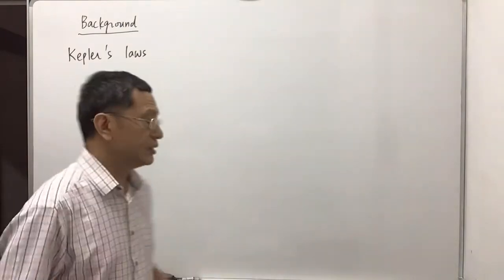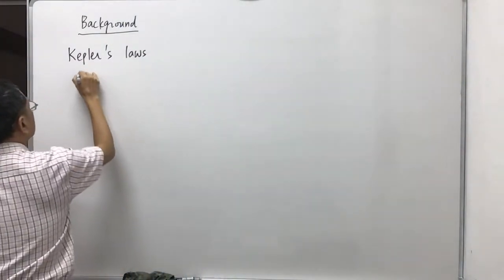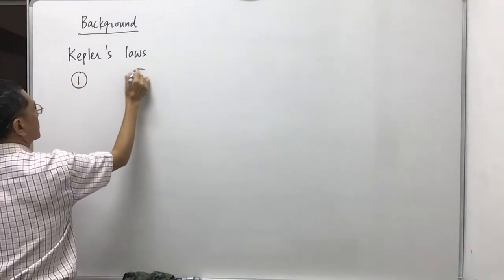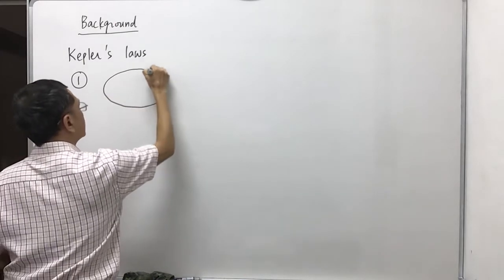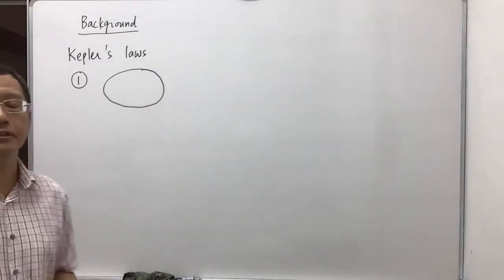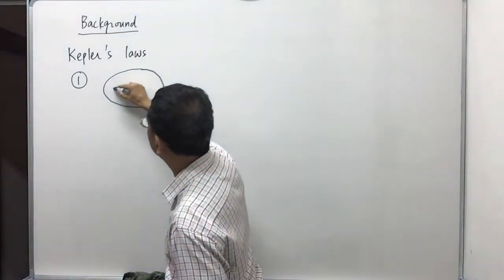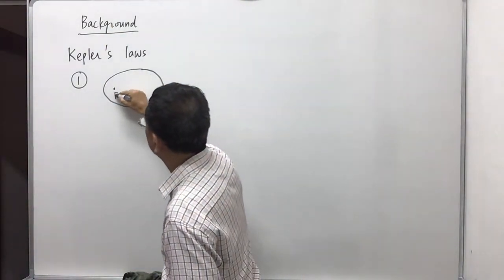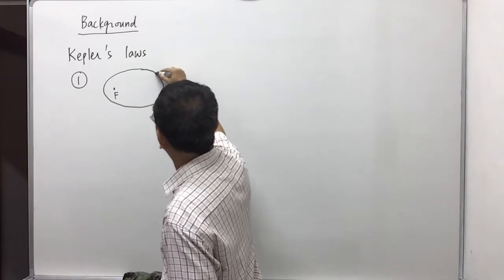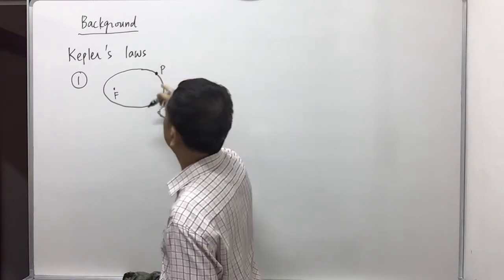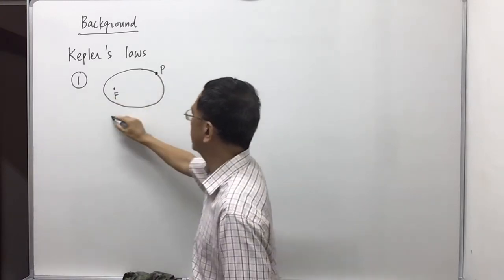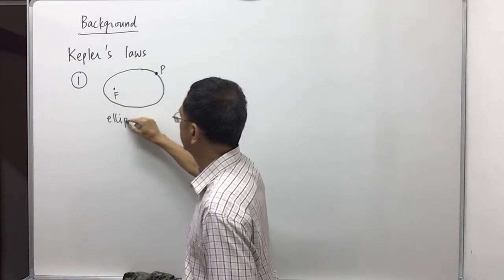Now, first, he says that planets go around the sun in an elliptical orbit, right? Elliptical orbit with the sun at one of the focal points, F, and the planet goes around it in an elliptical orbit. All right, so that's the first law.